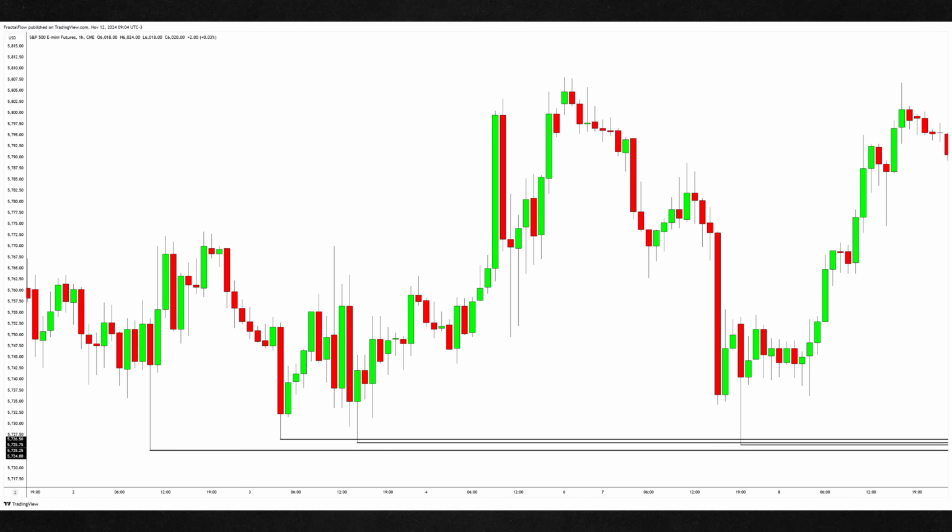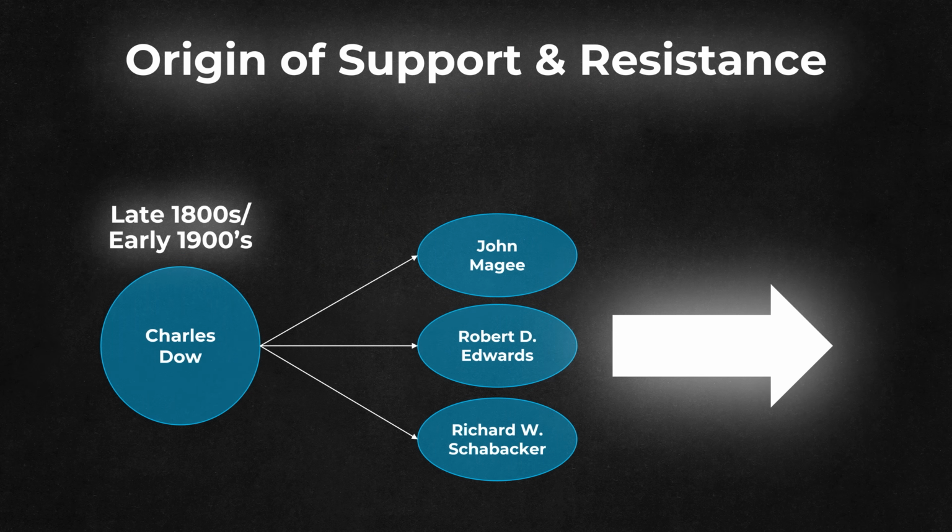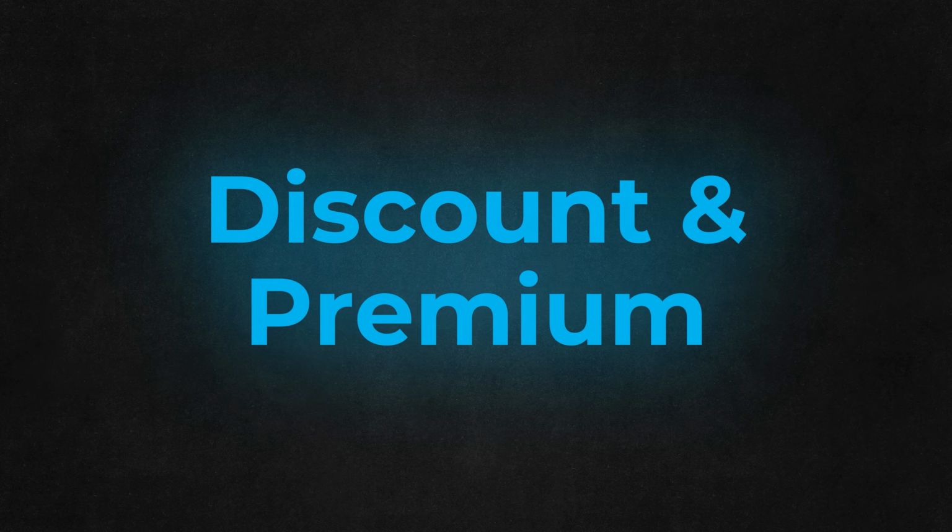This is exactly the same idea as support and resistance lines, which is perhaps the most well-known idea in technical analysis. This idea of support and resistance can be traced back to Charles Dow in the late 1800s and early 1900s. It gained more popularity throughout the 20th century with the work of Richard Schabacker, Robert Edwards, and John McGee. It is self-evident that the idea of equal highs and lows is the same as support and resistance. There is no need to change the name of one of the most famous ideas in technical analysis, as this only adds confusion.